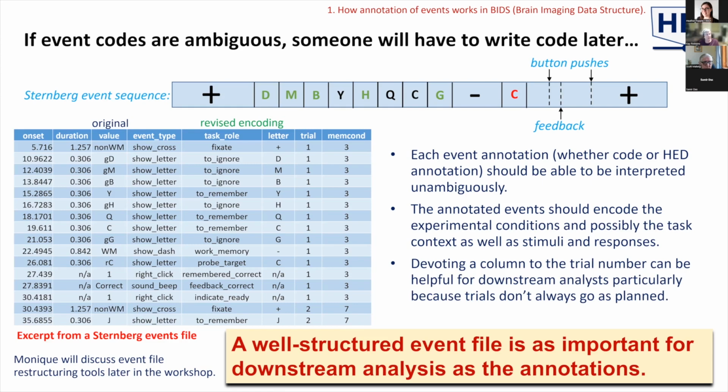So the goal here is to make event files that are clear, that they can be read and understood what the events mean, and that will have annotations associated with them that can be directly used by the analysis tools without a lot of custom coding, and ideally no custom coding. It can be used across data sets to enable cross-study comparisons. So that's our goal.